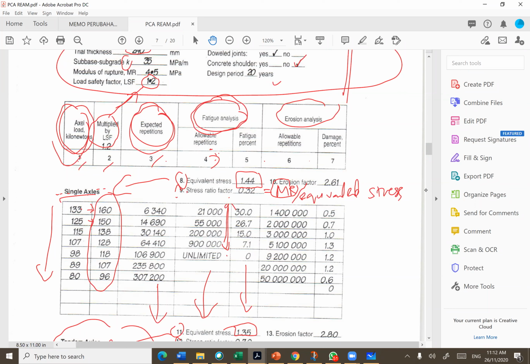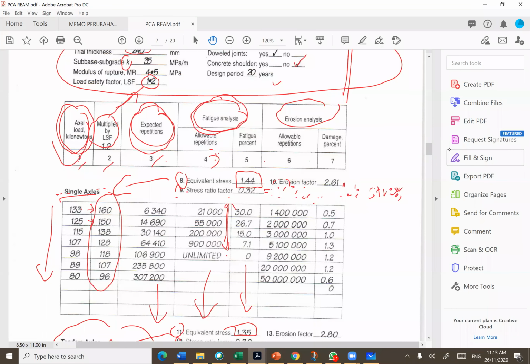Did you get it? Or is it the other way around? Please calculate for me. 4.5 divided by 1.44, or the other way around, 1.44 divided by 4.5. I think the other way around is right. The other way around, sorry. Okay, wrong formula I gave to you. It's the other way around.